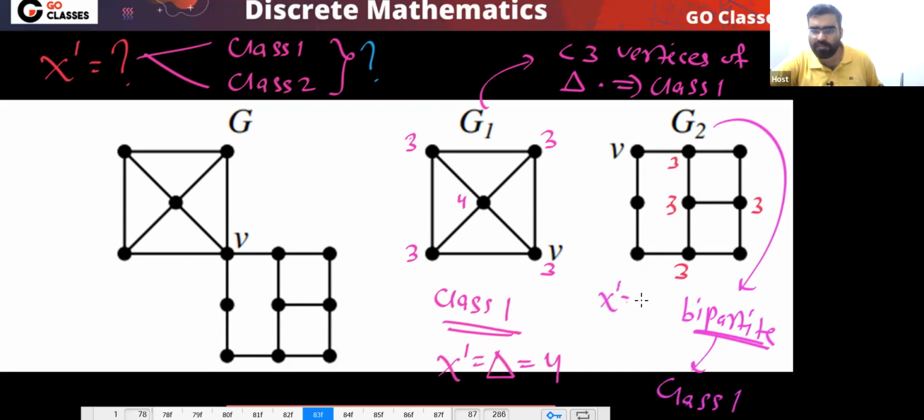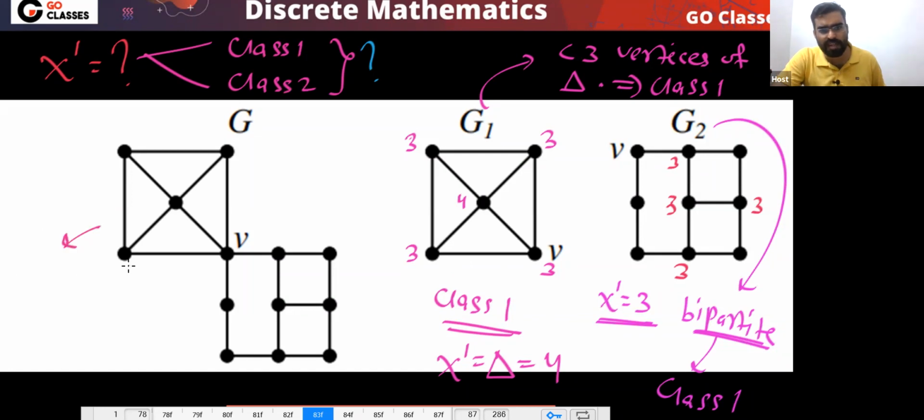So here chromatic index will be equal to 3, because this graph is bipartite, there is no odd cycle. So I can say chromatic index will be equal to 3. Class 1.